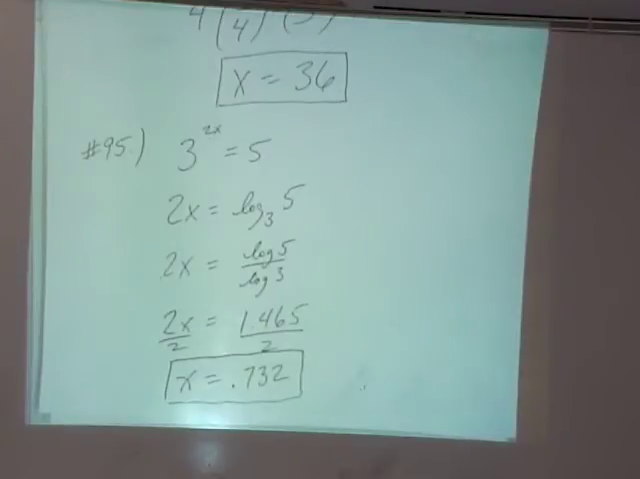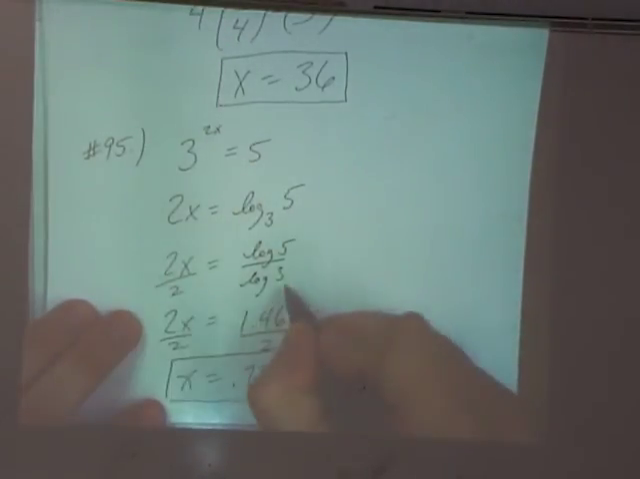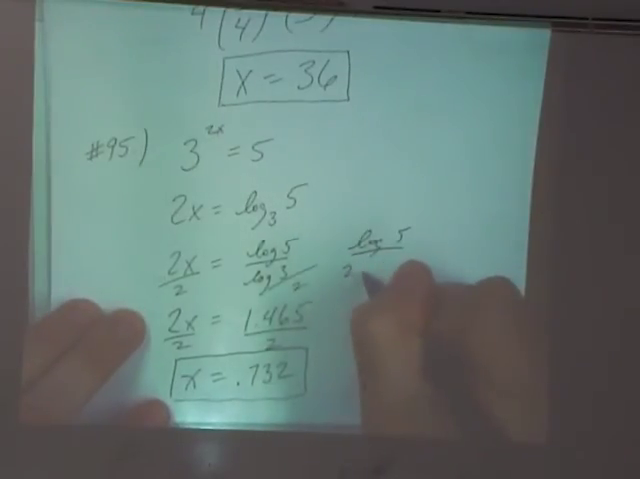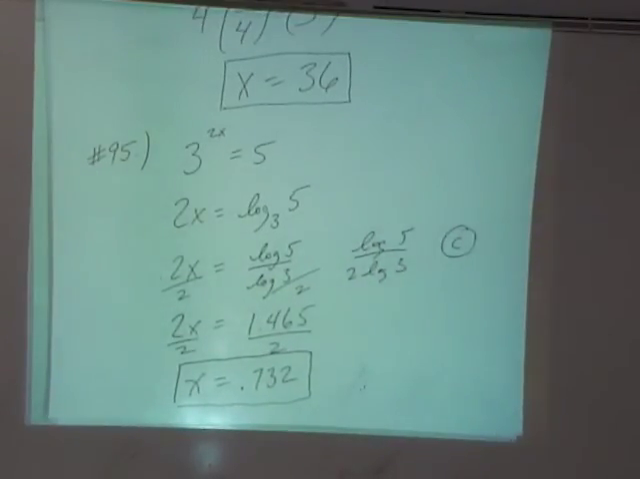Yes? Oh, I have no idea. Oh, they didn't want us to use a calculator. So if I divide this by 2 here, divide this by 2, it would be log of 5 over 2 log of 3. So it'll be C. They didn't want us to use a calculator, I guess.